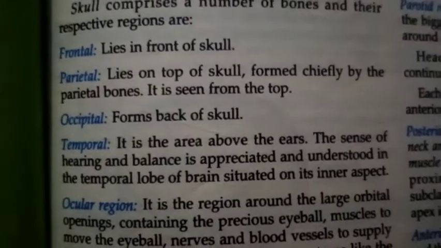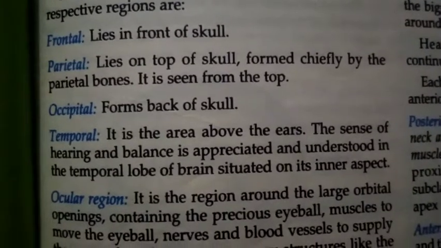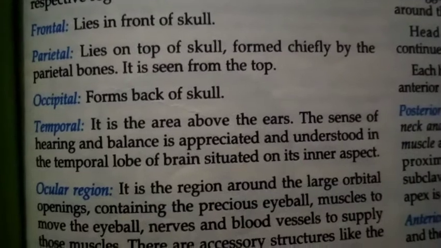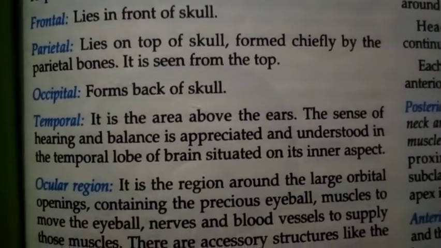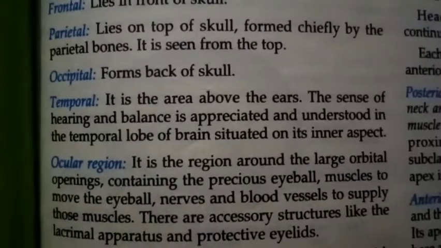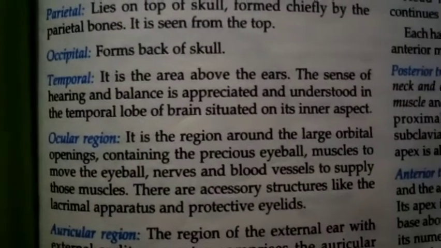First of all, we will talk about frontal. As the name indicates, it lies in front of the skull. Then we will talk about parietal, which lies on the top of the skull, formed chiefly by the parietal bones. It is seen from the top because it lies on the top of the skull. Now we will talk about the occipital, which forms the back of the skull. Temporal, it is the area above the ear.